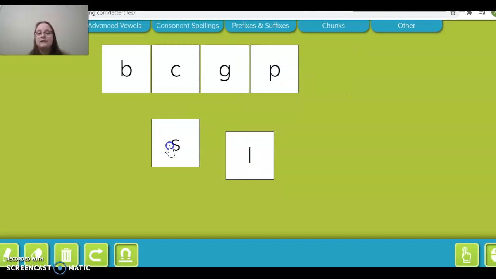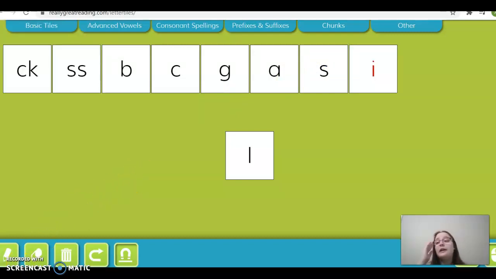Last L blend is SL. So we have sl, sl, like slick or slap. Okay? So let's practice saying that a few times. Miss Greathouse can't talk today, friends. Here we go. Sl, sl. Good job, friends. So we are going to start building some words.